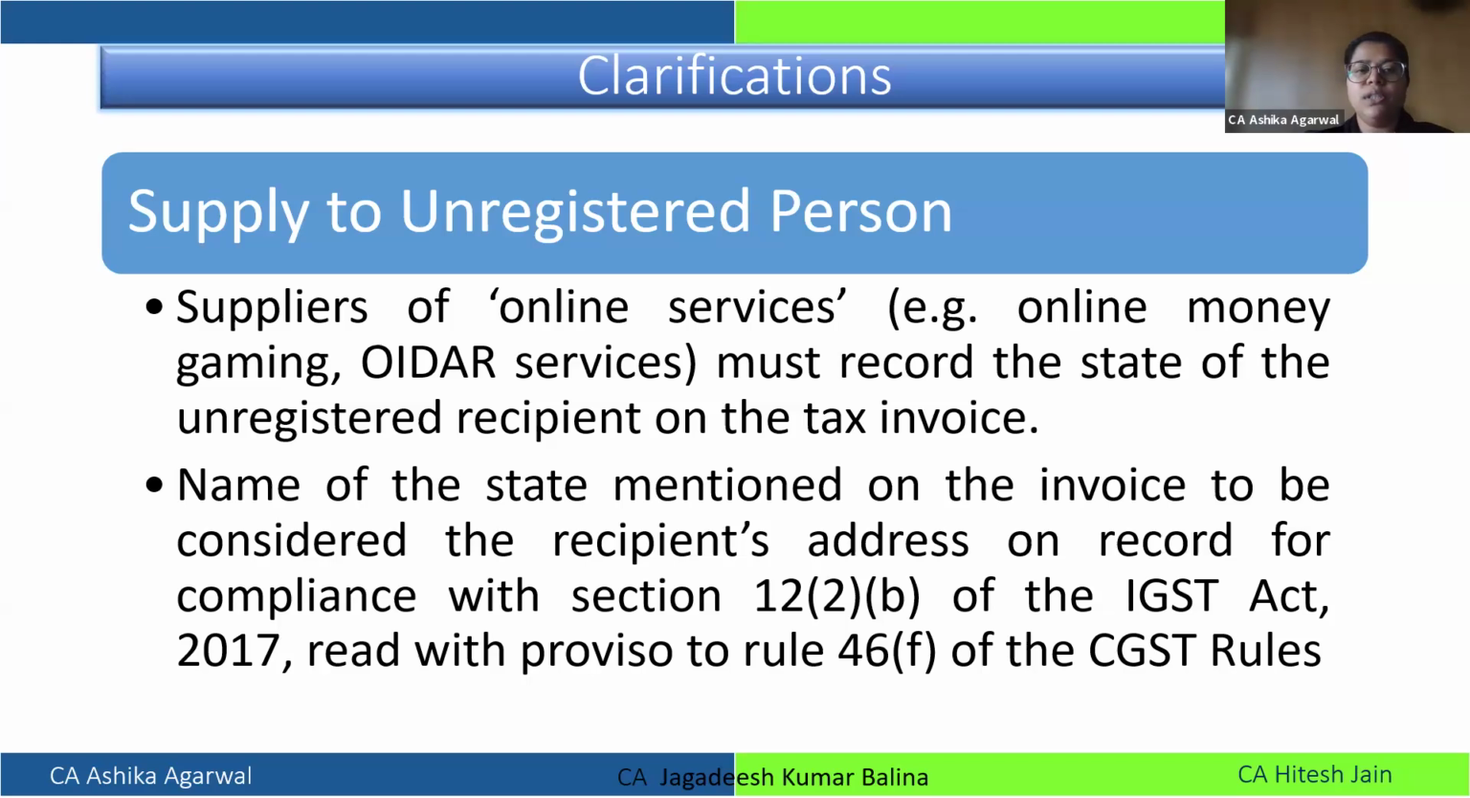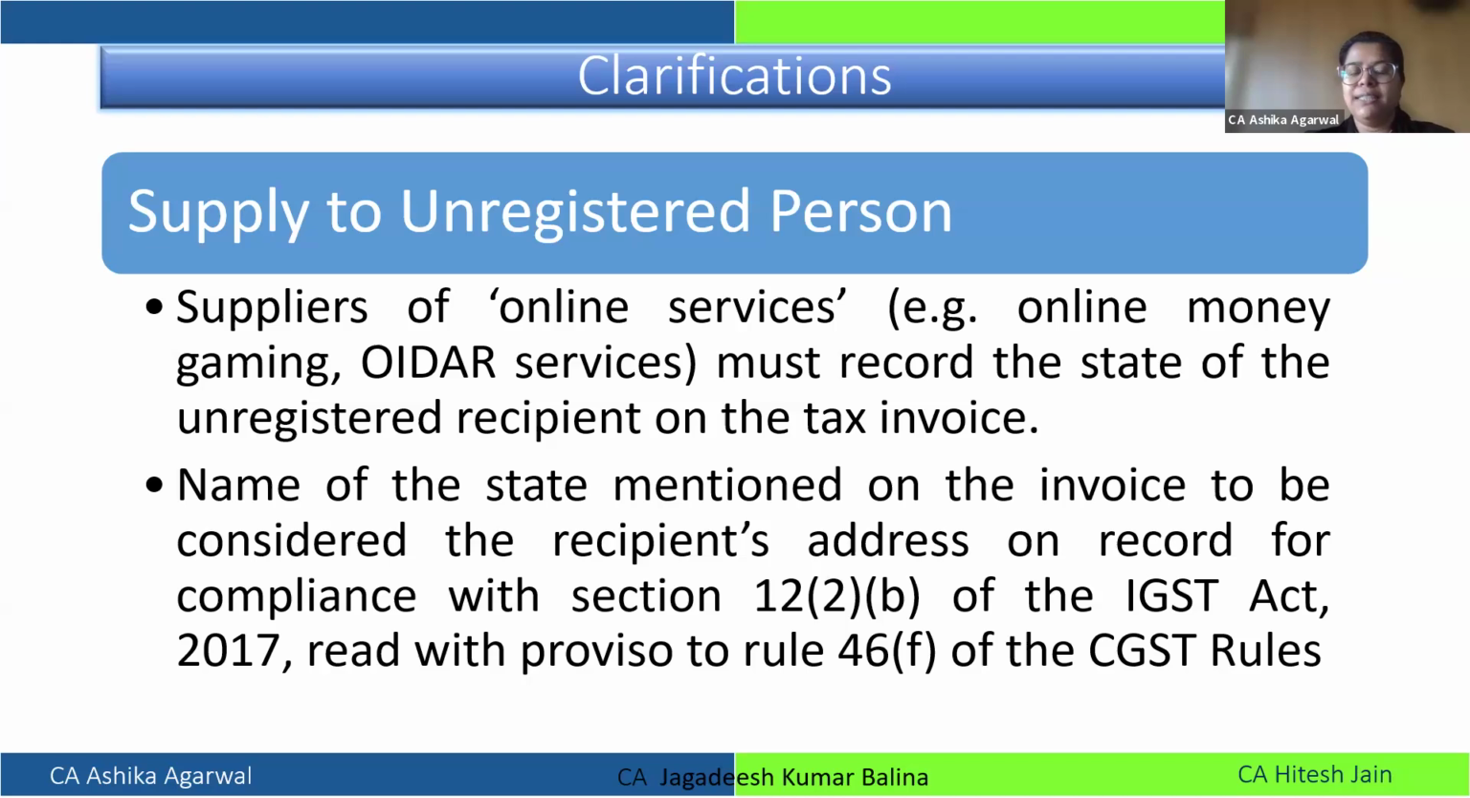But there is one residual, subsection 2, which says that when it is supplied to a registered person, then the location of that registered person applies, and when it is supplied to an unregistered person, then the state detail available at that time, recorded in the tax invoice, will be considered as the place of supply. If it is not available, then automatically by default the supplier location will become the place of supply.